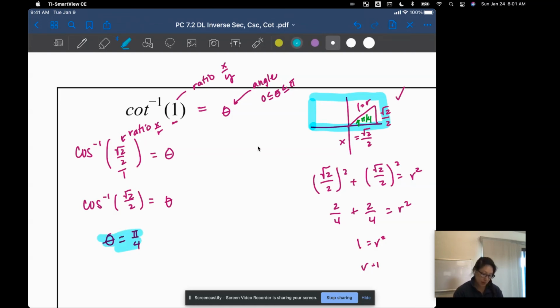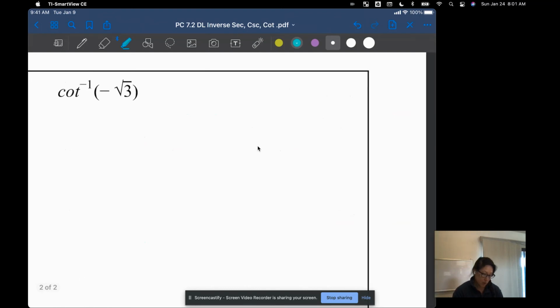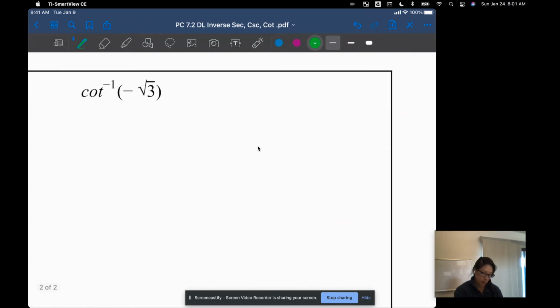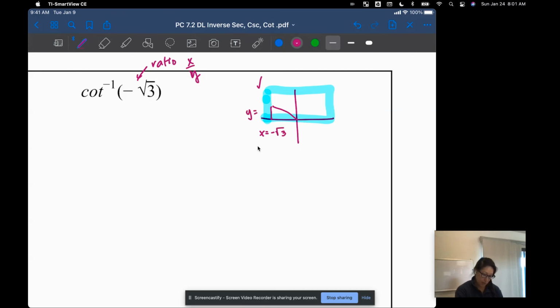All right, let's do another one like that. Okay, so cotangent inverse of negative root 3. So I'm just setting up. We're going to get an angle in quadrant 1 or quadrant 2. And since the ratio is negative, it's going to be quadrant 2. Okay, so I have a ratio of x over y. So I am just going to go ahead and start labeling my side lengths. So x is going to equal negative root 3. The y I'm going to label as 1.